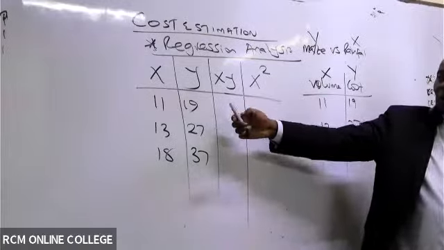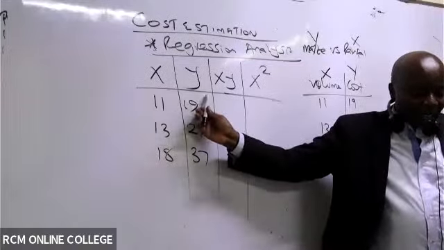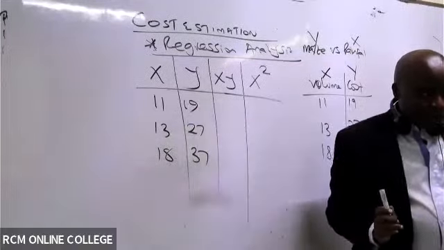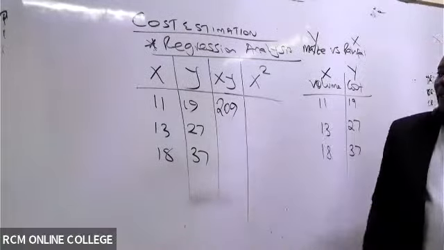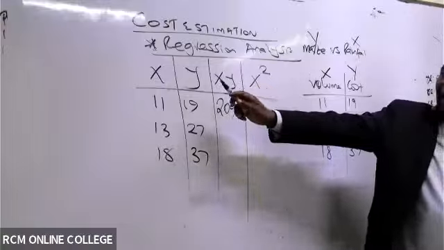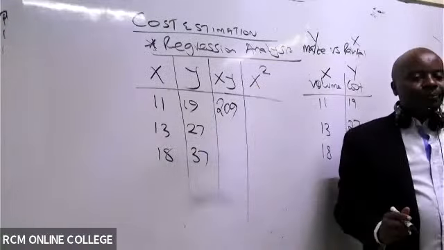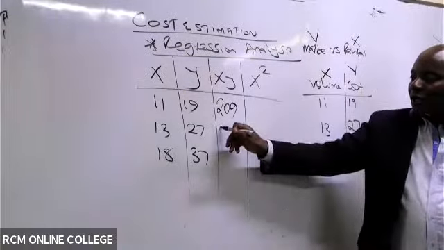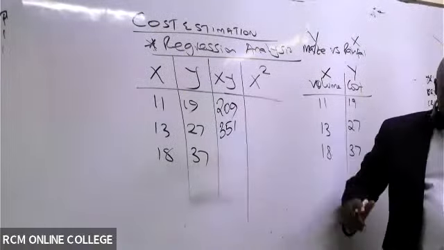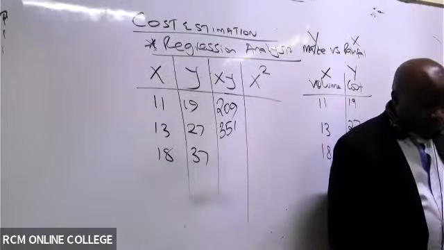XY means that you're multiplying. So 11 by 19 gives me how much? 209. Great number, 209. So we are multiplying X times Y, 13 times 27: 351.